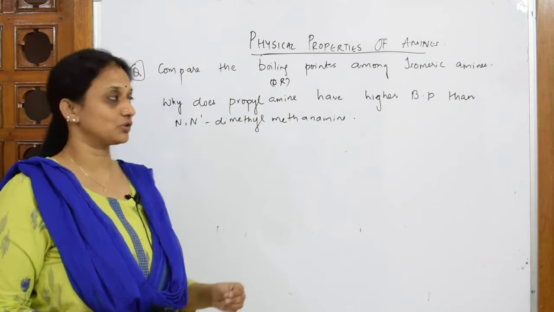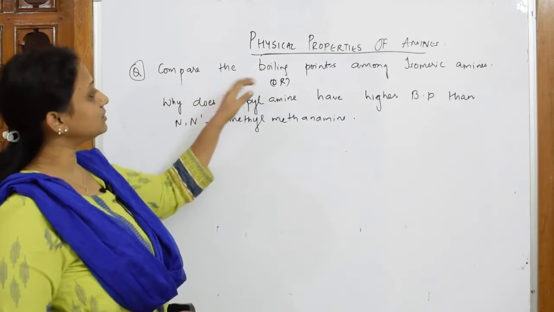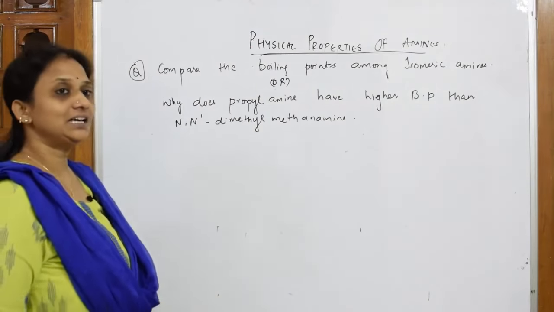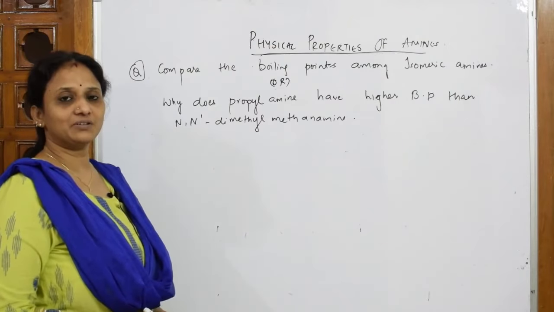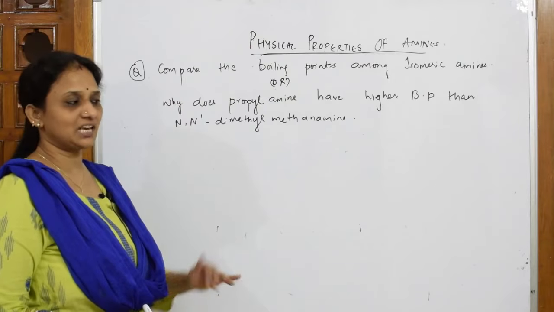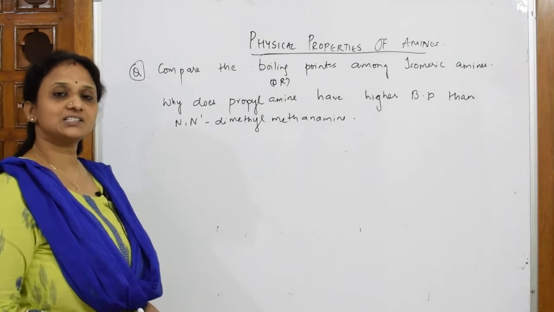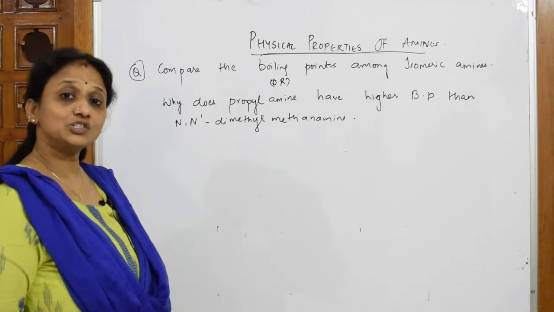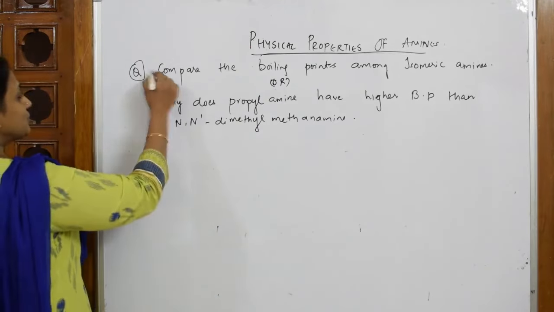Now we'll come back to one more concept. What do they give us? Compare the boiling points among isomeric amines. What are isomeric amines? Isomer means same unit; mer means unit. Just like your primary, secondary, and tertiary amines. Primary, secondary, and tertiary are called isomeric amines. So this is one way of questioning.